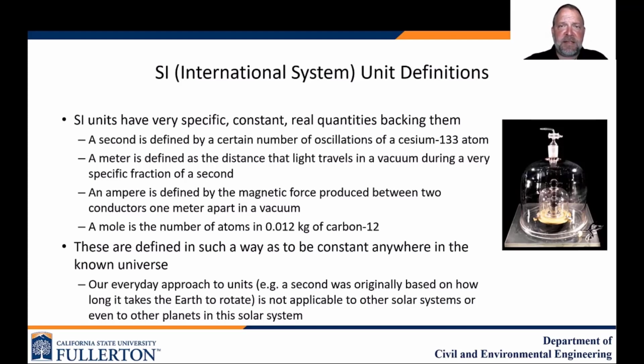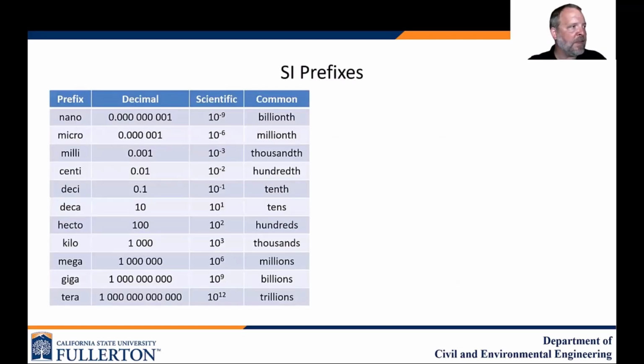The everyday approach, like feet and inches, is generally based on body parts. A foot is how long a person's foot is. An inch is about as wide as a person's thumb. And that's just the way that they were derived back then. But now the SI system in particular uses very specific, universal definitions. The way that cesium-133 oscillates is constant across the universe as far as we're aware.